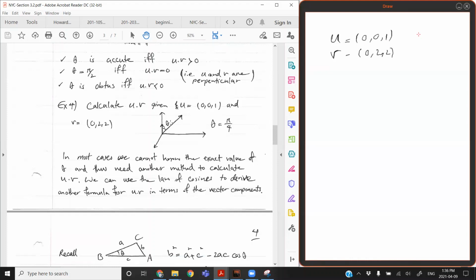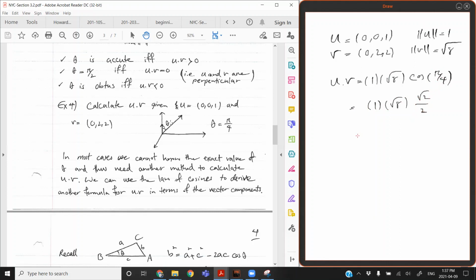So in this case, it's very easy. Just find the norm of each. The norm of u is 1. What's the norm of v? It's going to be the square root of 0 squared plus 2 squared plus 2 squared. That's root 8. So u dot v is going to be 1 times root 8 times cosine of pi over 4, and cosine of pi over 4 is root 2 over 2. So it's going to be root 16 over 2. So it's 4 over 2. It's 2.